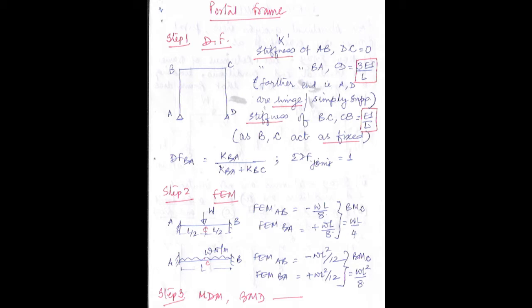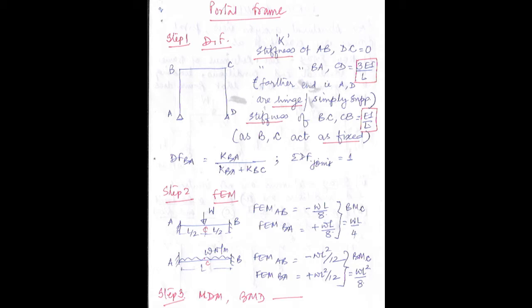Step number 1. In step number 1, first we should find out the distribution factor. This concept, distribution factor and the fixed end moment distribution method, you have already learned in semester 4. So here also I will take a quick recap of how to do all these things. Step number 1 is the distribution factor. To find out the distribution factor, first we have to find out the stiffness of the different members.